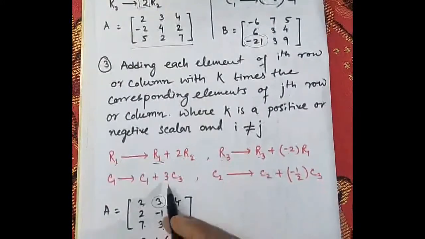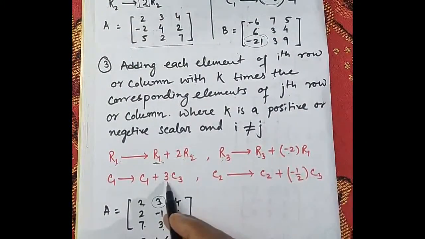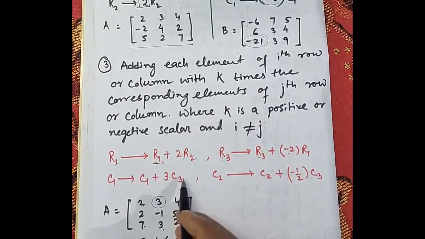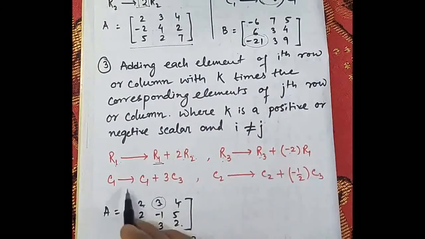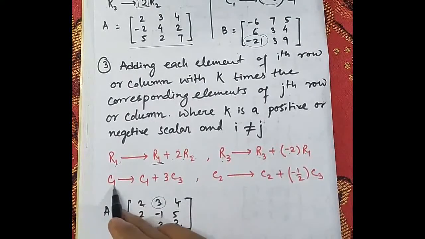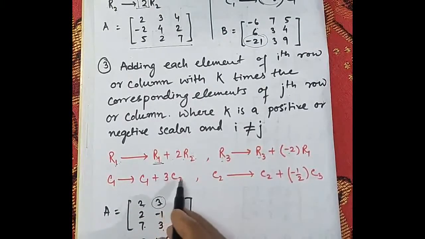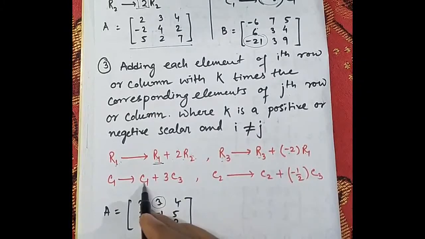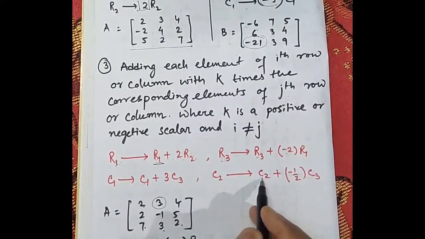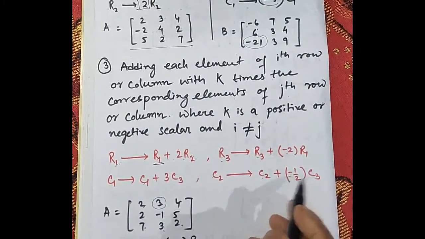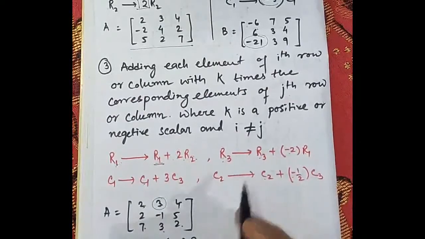Like this, for columns also, multiplying a scalar with another column and adding it to the column you want to change. So here we are changing C1, so we are adding 3C3 with C1. Here we are changing C2, C2 we are keeping fixed, nothing we have multiplied with C2. We are multiplying minus half with C3, then we are adding with C2.